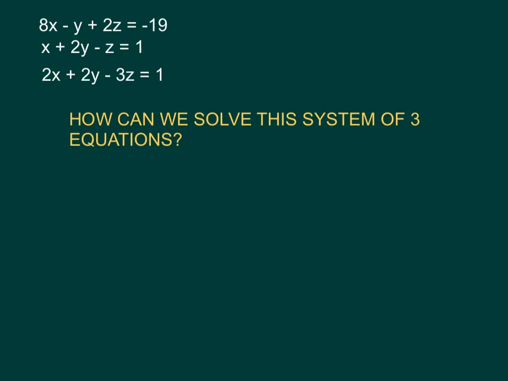Until now, we've managed quite well to solve systems of two equations. But now we're going to throw in an extra variable and an extra equation. So how can we solve this system of three equations?